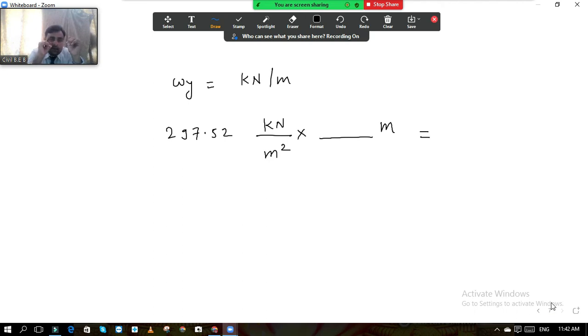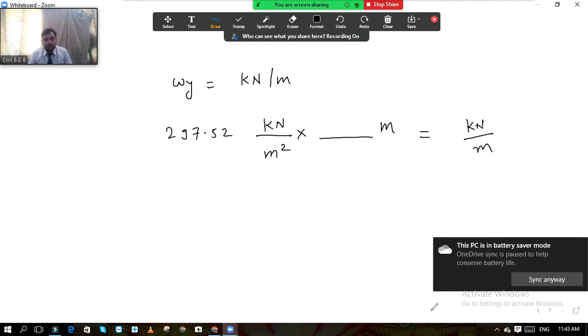That soil pressure is in kilonewton per meter square. If you multiply this kilonewton per meter square by meter, then ultimately you will get the unit as kilonewton per meter. This meter and this meter square will get cancelled, and what will remain is kilonewton per meter. Just a moment, I will put on the charging.